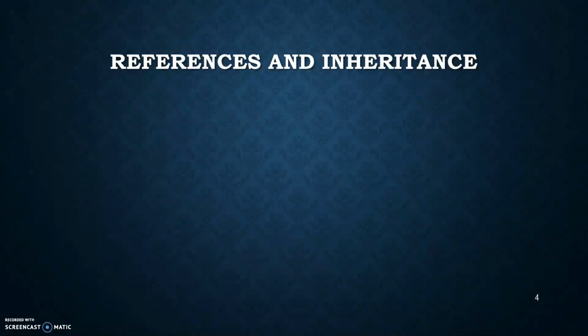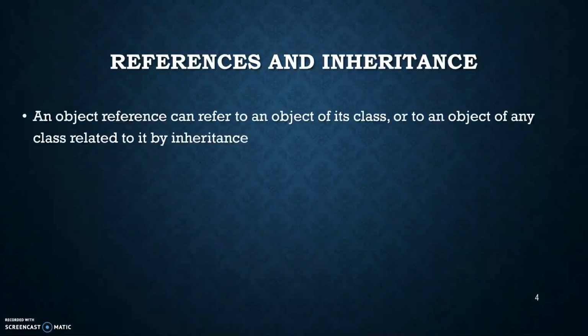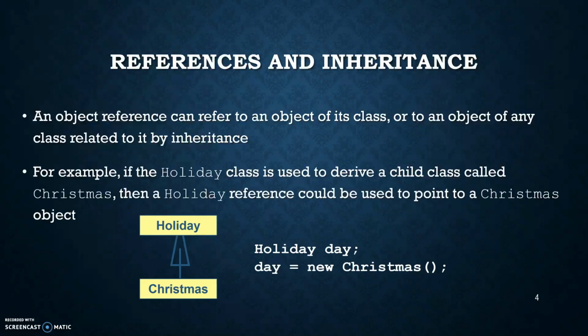References and inheritance. An object reference can refer to an object of its class or to an object of any class related to it by inheritance. For example, if the holiday class is used to derive a child class called Christmas, then a holiday reference could be used to point to a Christmas object.